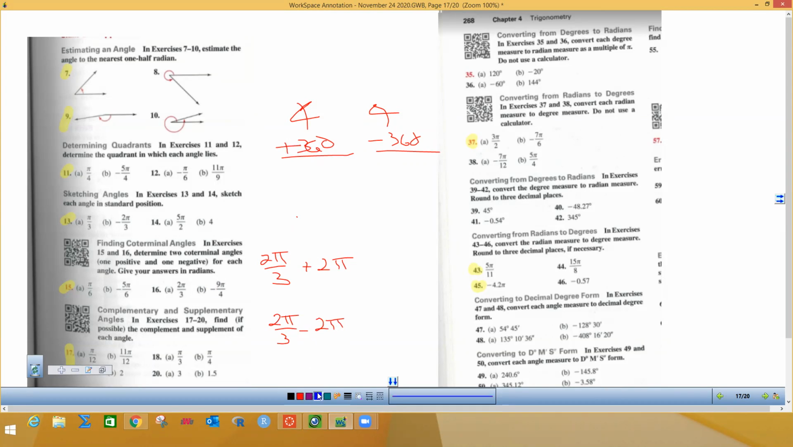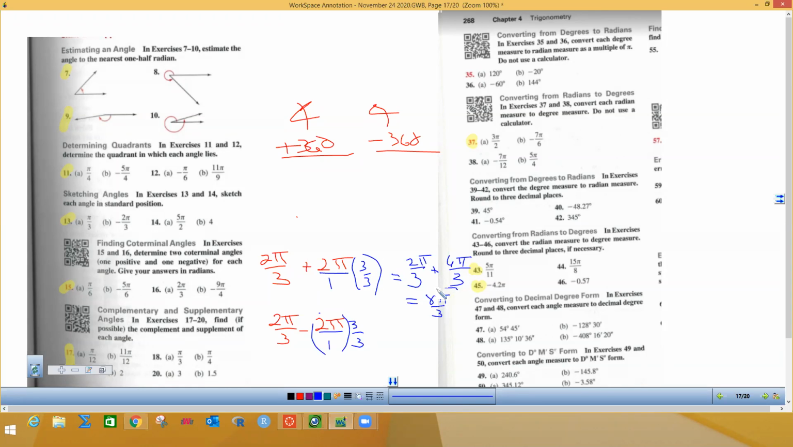Well, this is a little complicated because we have to get a common denominator here. So we would have to multiply this by 3 over 3, and this one the same way, 3 over 3, so that when we redid this, we get 2 pi over 3 plus 6 pi over 3. Which would end up giving us 8 pi over 3.